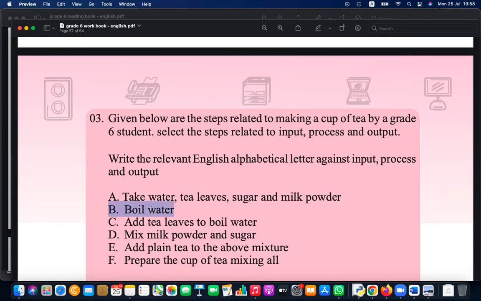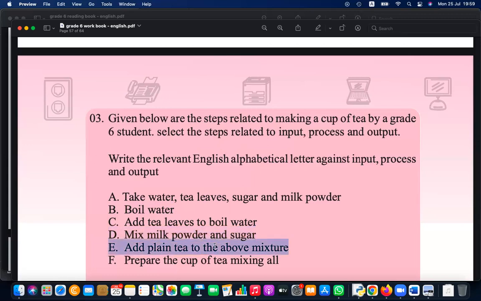Don't just say everything, so understand carefully. Take water and whatever you need, you will take that. Those are inputs. Is boiling water input or output? Are you going to drink the water or the tea? It is a process. Add tea leaves to the boiled water: process. Add milk powder and sugar: process.